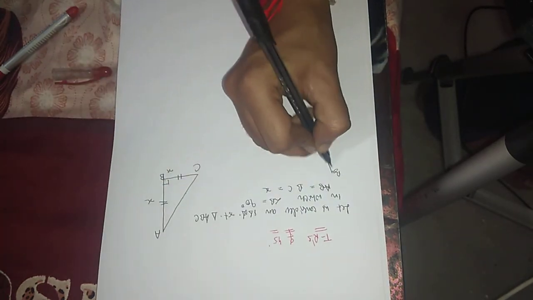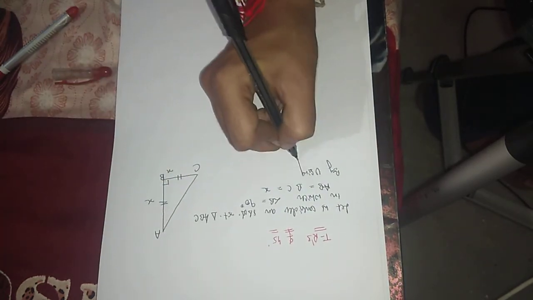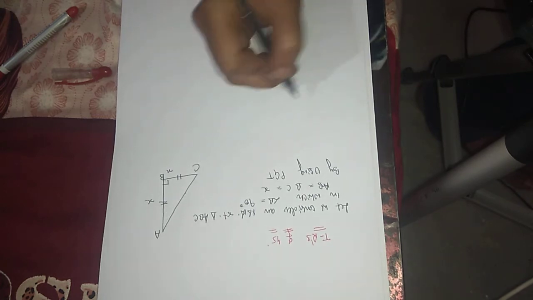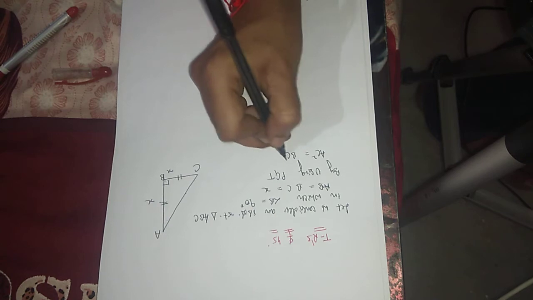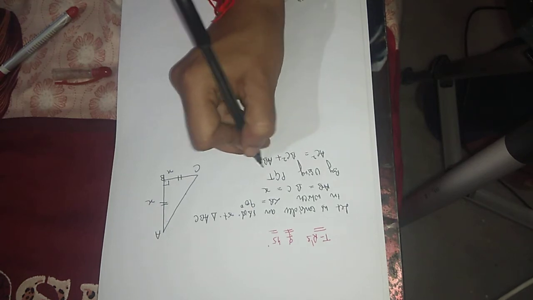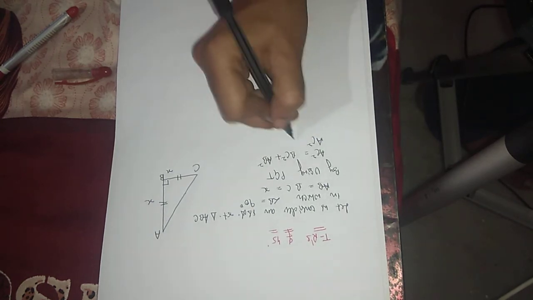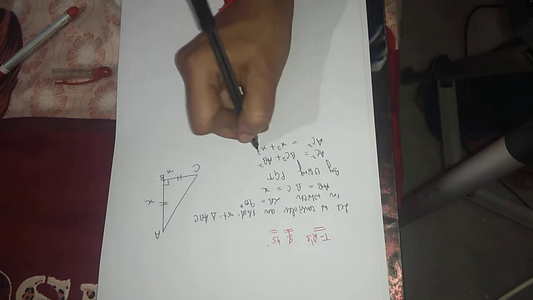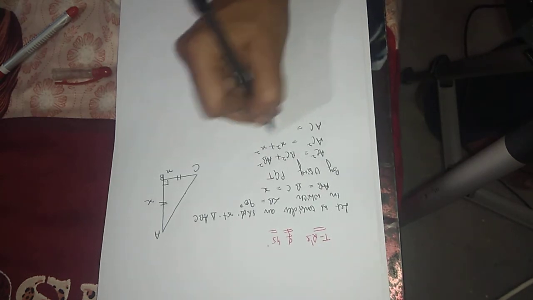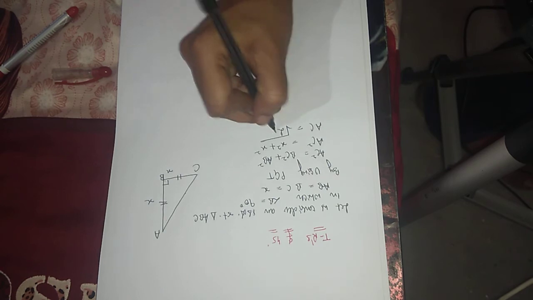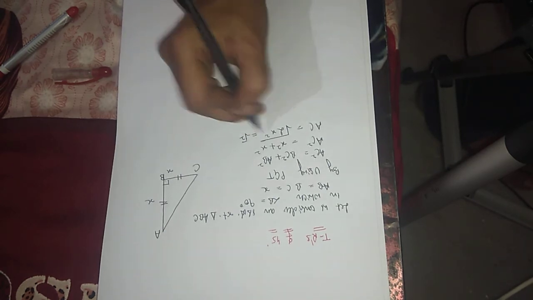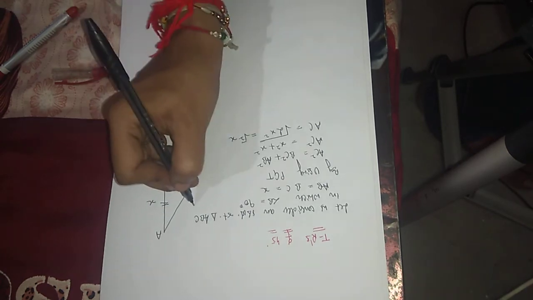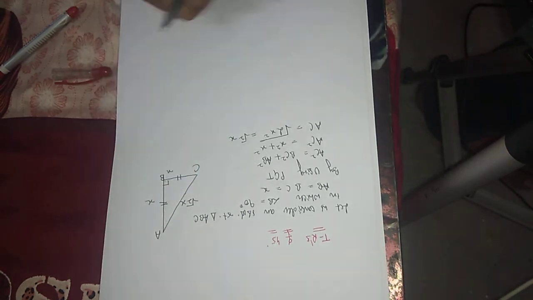Now by using Pythagoras theorem, AC square is equal to BC square plus AB square, that is AC square is equal to x square plus x square. It is 2x square, so AC is under root of 2x square. The square root of 2 is root 2 and the square root of x square is x, so AC is root 2 x.